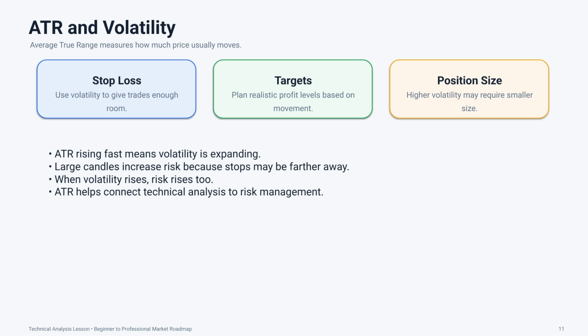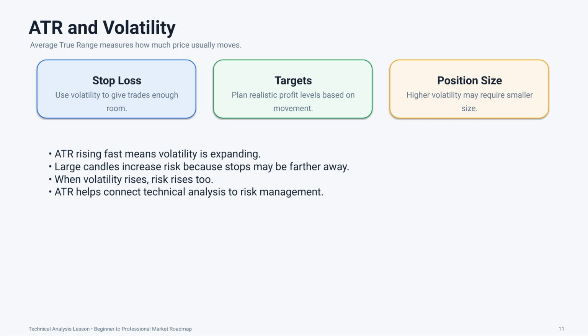Now let's talk about ATR and volatility. ATR stands for average true range. ATR tells us how much price usually moves over a certain period of time. In simple words, it helps us understand whether the market is moving calmly or moving aggressively. This is very important because volatility affects our risk. There are three main ways traders can use ATR.